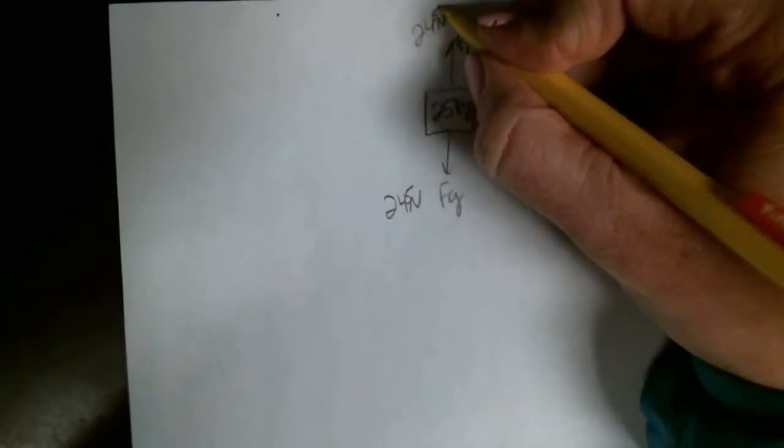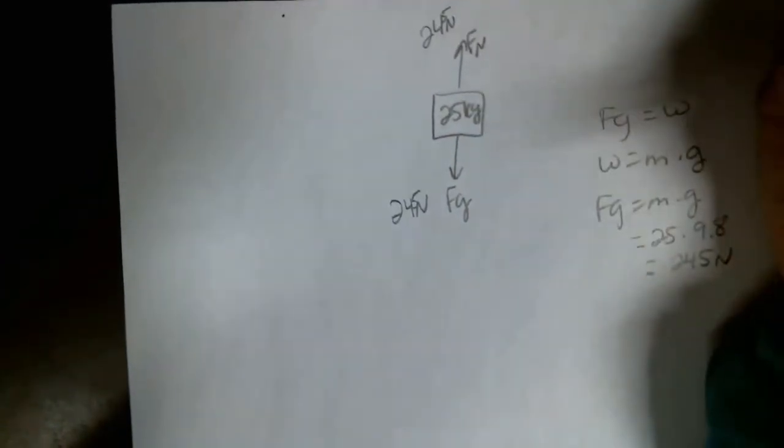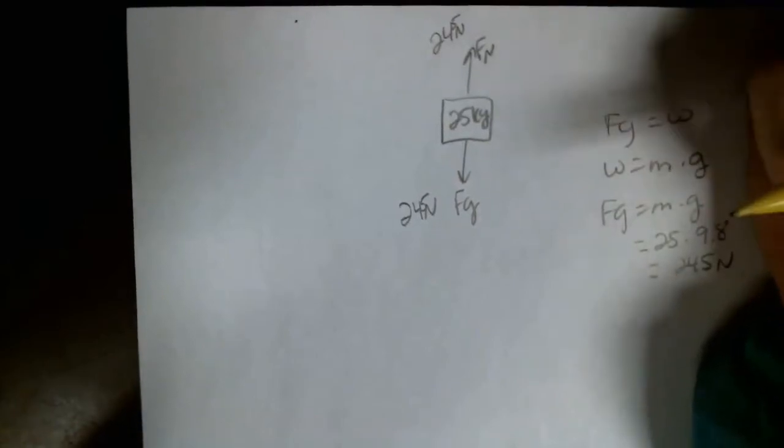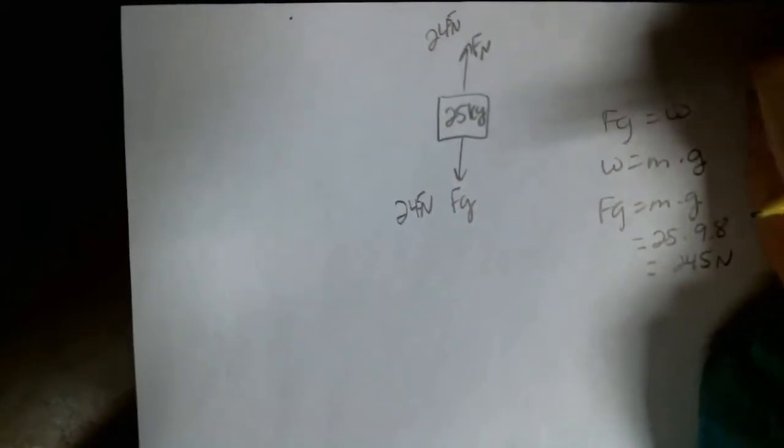Gosh, I did it again. 245 newtons. And as it turns out, normal force is always going to be equal and opposite to gravity. So that's pretty easy. You figure out one, then you can fill the other one in. Okay? So that's how to calculate gravity and normal force. Let's now try this, filling some more info in.